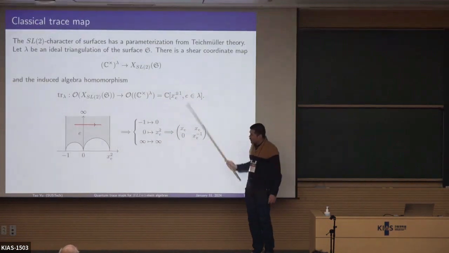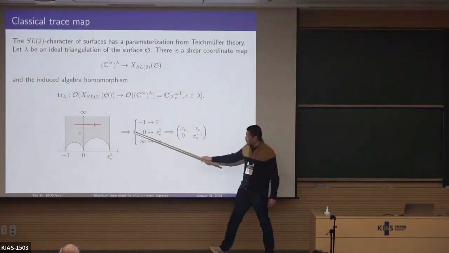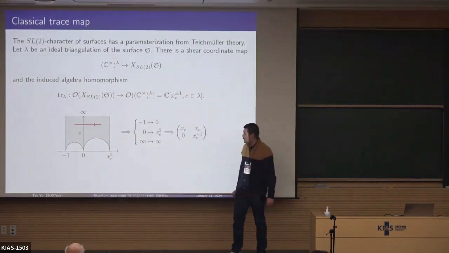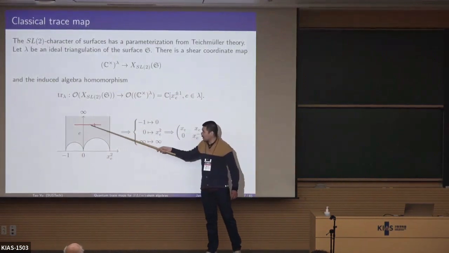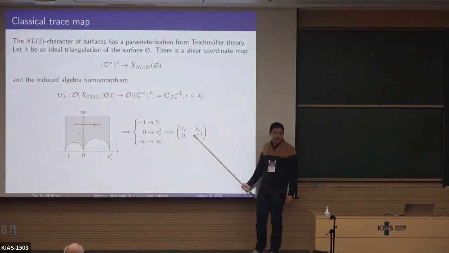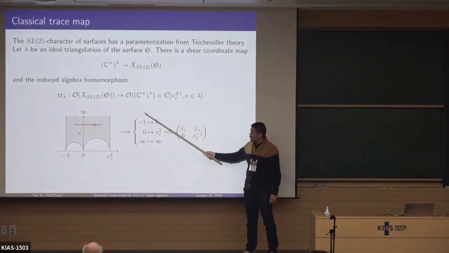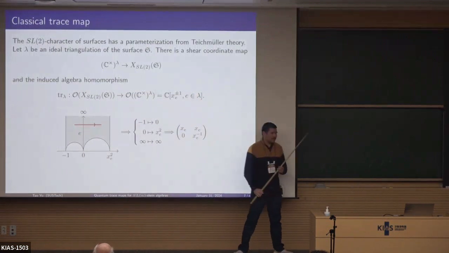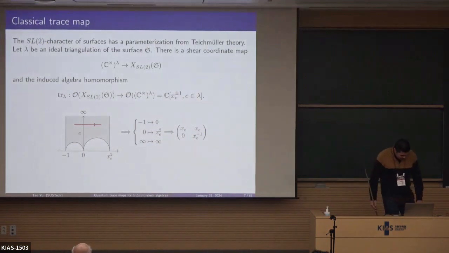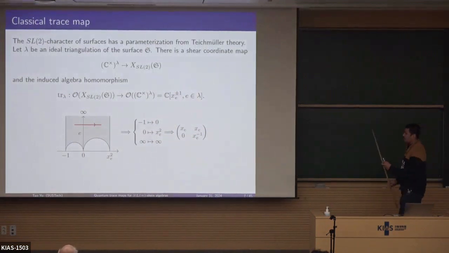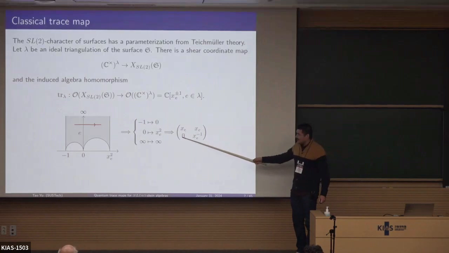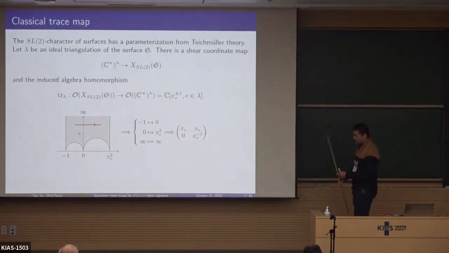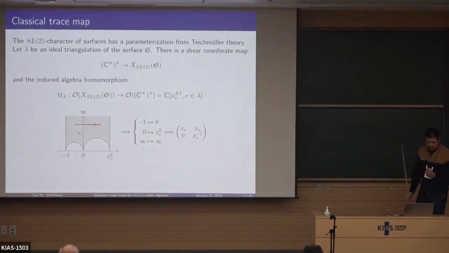If you have a curve in your surface, you basically lift it to the hyperbolic plane, and every time your curve crosses an edge, you get a matrix like this. If you multiply all the matrices together, you get the representation rho on your curve, and then you can take the trace to get the classical trace function. One thing I want to point out about this matrix is that there's a 0 in the bottom left corner. We will see how this relates to the quantum trace map in a moment.